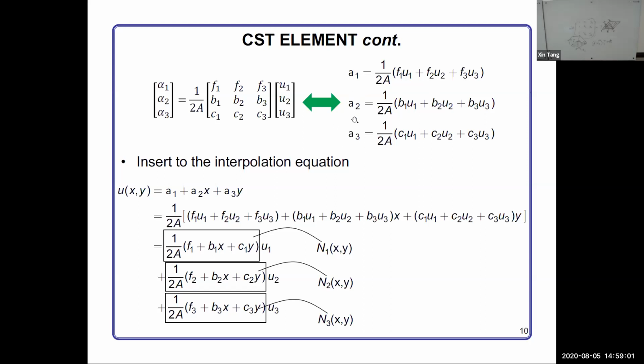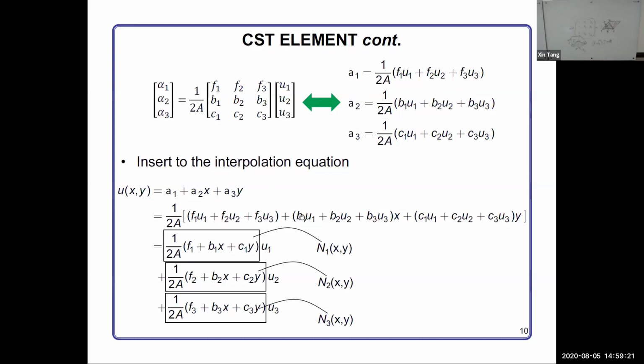When we get those alpha 1, alpha 2, alpha 3, we can put them back into the U function. Okay, so the continuous U displacement function equals alpha 1 plus alpha 2 x plus alpha 3 y, right? So we put them here and then simplify it.